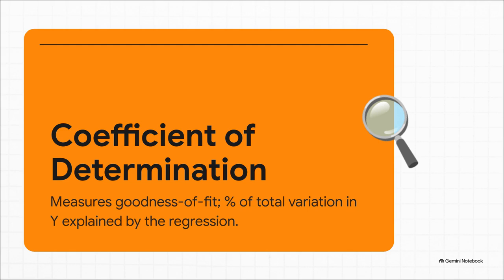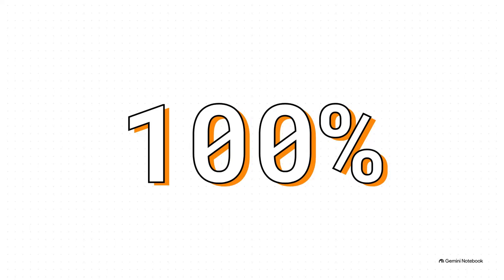R squared indicates the percentage of total variation in the dependent variable, your costs, that is explained by the regression equation. And because it's a squared number, its range is strictly positive. It goes from 0 to 1.0, or 0% to 100%. The closer r² is to 1.0, the better. It means we have way more confidence that our independent variable actually predicts the behavior of our dependent variable.